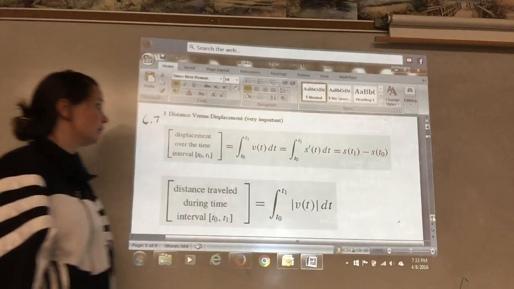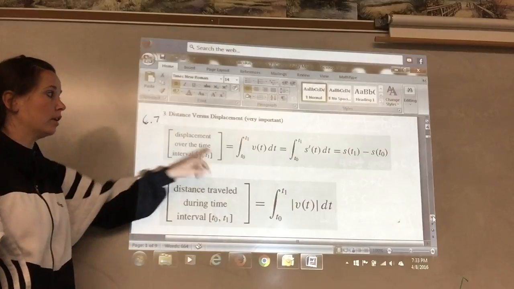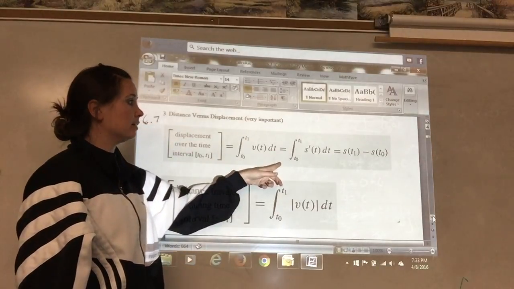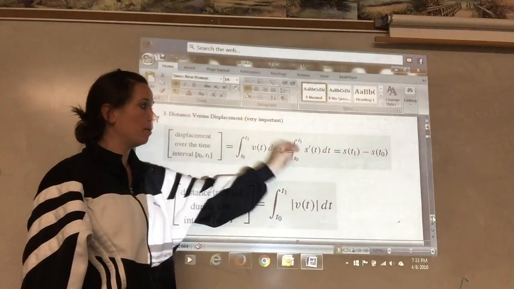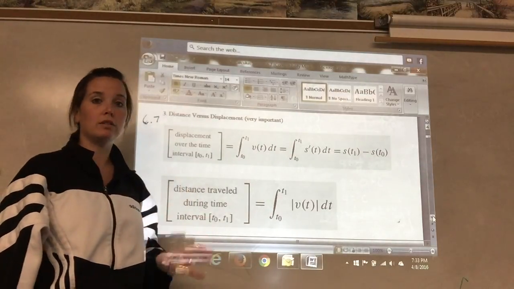Versus the displacement, that's the net again. That's just the plain old integral. Look at this notation here. When I go through, I integrate, I sub in my upper bound, I sub in my lower bound. There you go. So this lesson, don't let yourself get confused.